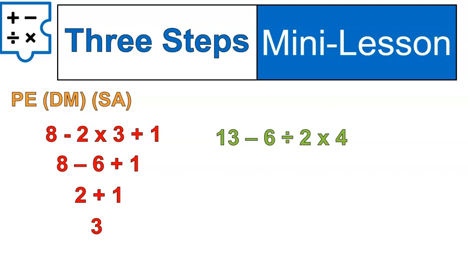This next one, 13 minus 6 divided by 2 times 4. We do all of our multiplication and division first. So start at the left, move to the right. We first get to 6 divided by 2. That gives us 3. Then we do multiplication before subtraction. Multiplication is 3 times 4, 12. And now we will do our subtraction at the end to get our final answer.